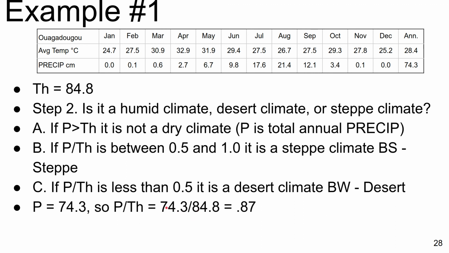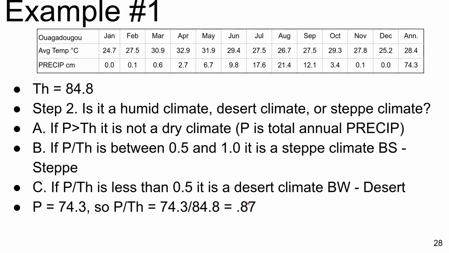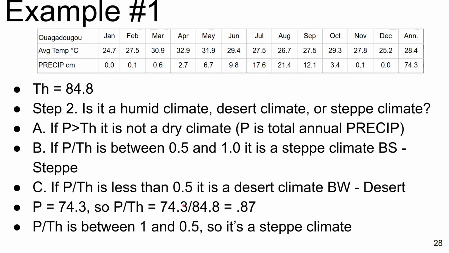Just looking at that, I could tell you, oh yeah, it's more than half but less than 1. In fact, P divided by TH is going to be 0.87, so we know that it is a steppe climate. That takes care of step 1 and step 2. Now we know it's a steppe climate, some sort of BS climate.